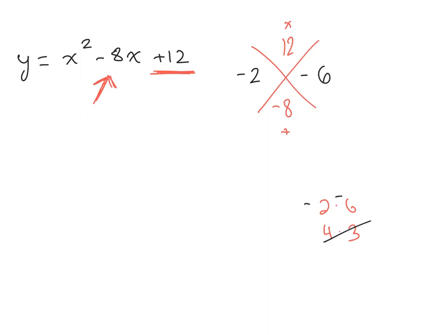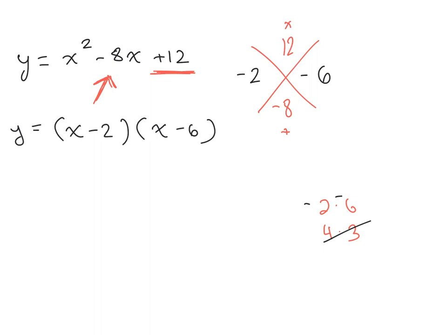So now that we have our two numbers, we're going to use them for our factoring. So now in factored form, our trinomial is going to become a product of two binomials. And our first binomial is going to be x minus 2. And our second binomial is x minus 6. So this is an equation, so don't forget the y equals. So there we have our equation in intercept form.